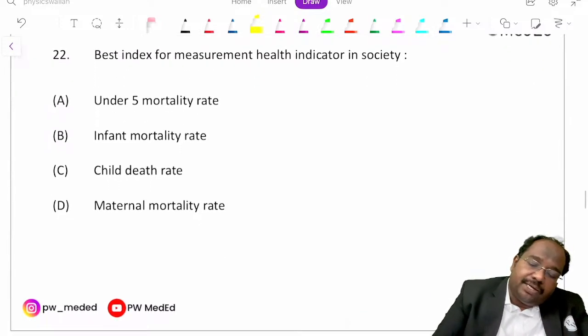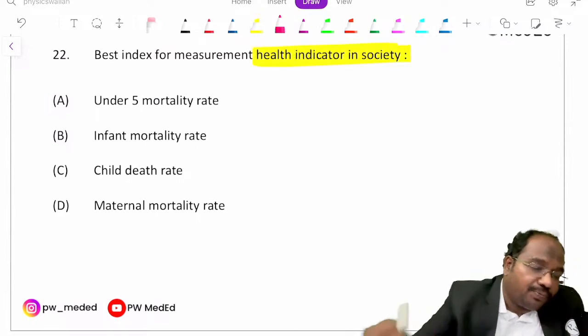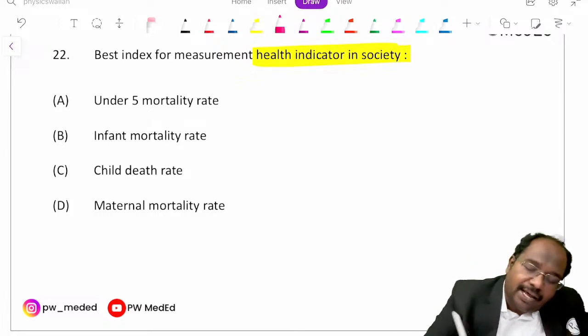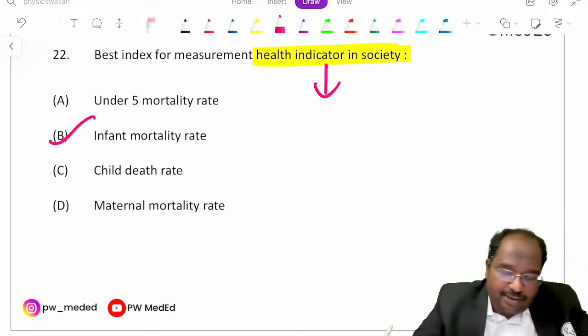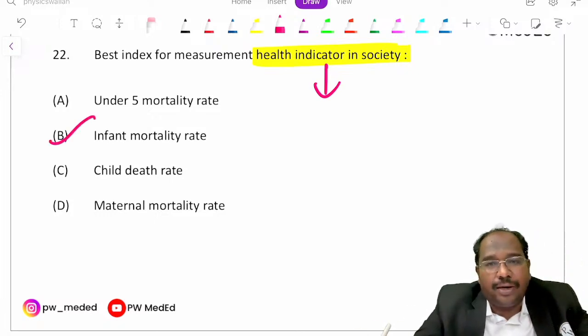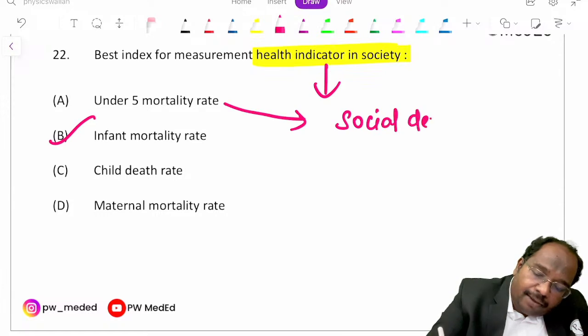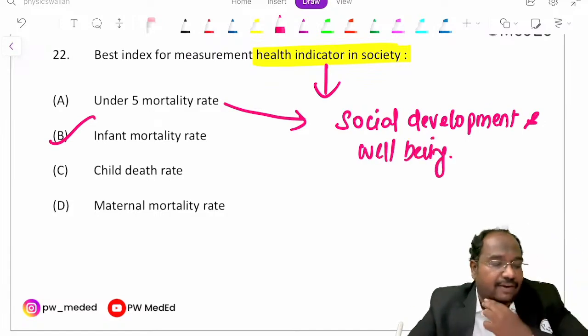Best index for measurement of health status of the society. What is the answer? This year's NEET exam question. Health status is measured by infant mortality rate. Under 5 mortality rate measures social development and well-being.